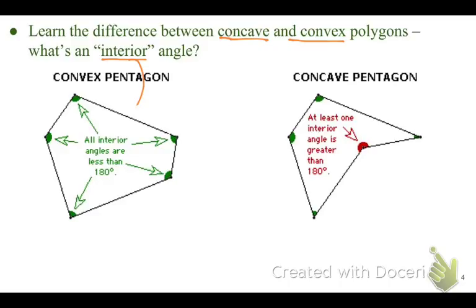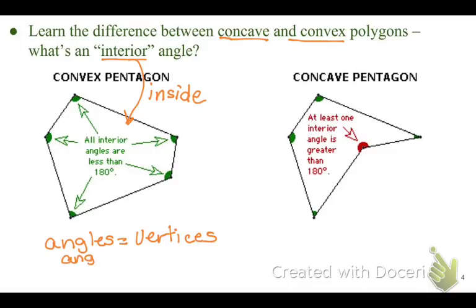Right? So interior are the inside angles or vertices. Okay? So in the way we're talking, angles are the same thing as vertices. Okay, and those are plural, so the singular of angles is angle, and the singular of vertices is vertex. A little vocabulary there.